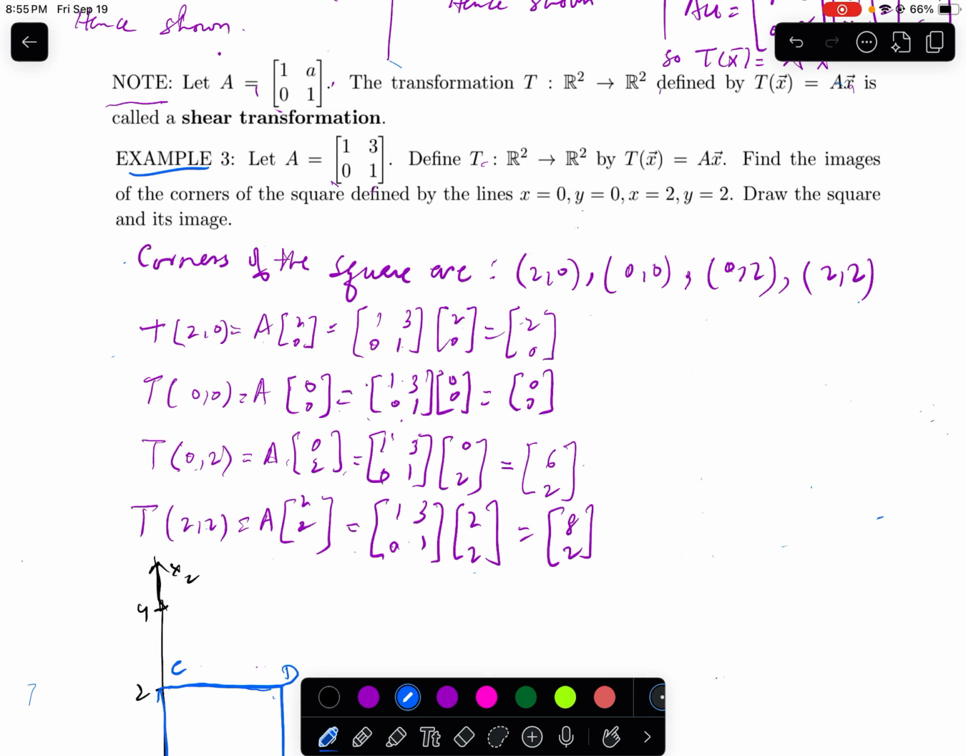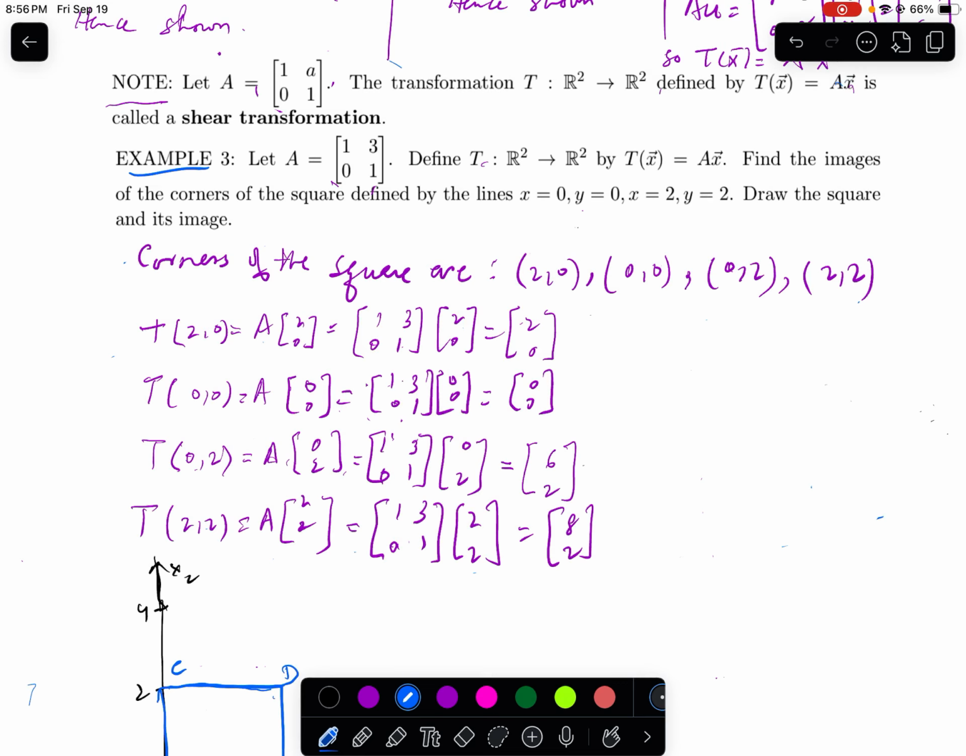Now example 3 says let A be the matrix 1, 3, 0, 1. So here we are taking A to be 3. Then we define the transformation from R2 to R2. So it's taking vectors from R2 and mapping them onto vectors in R2 again. The transformation is given by A times x, the standard matrix times the vector.